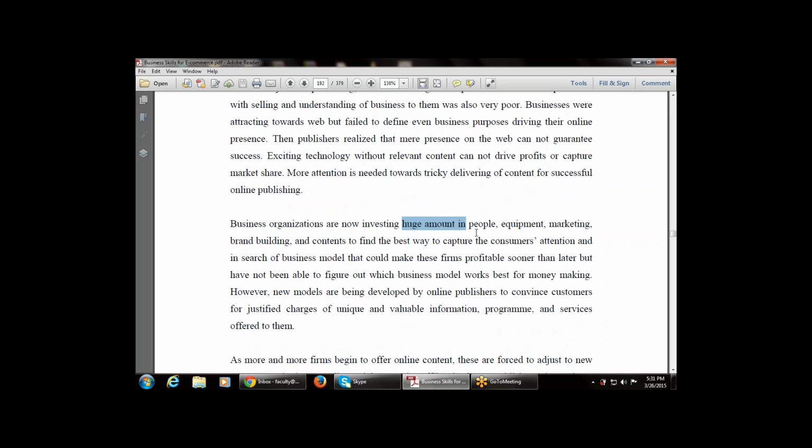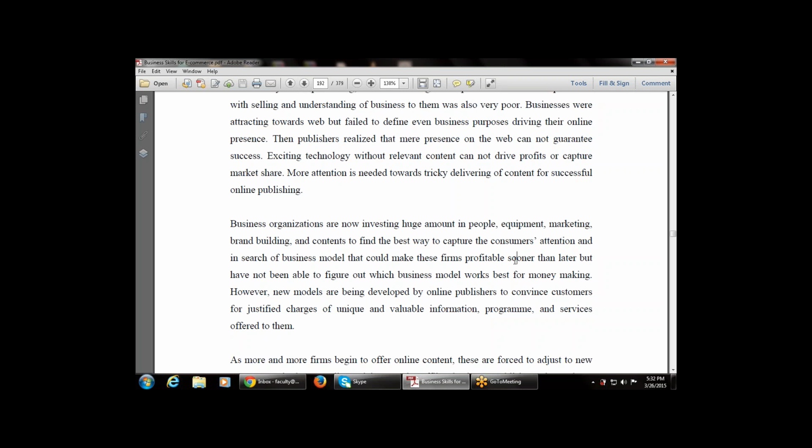Business organizations are now investing huge amounts in people, equipment, marketing, brand building and content to find the best way to capture the consumer's attention, and in search of a business model that could make these firms profitable sooner rather than later, but have not been able to figure out which business model works best for making money. So most business organizations are now investing in people, equipment and content so that they gain better opportunities, or good profits while making transactions. So it is also based on money.